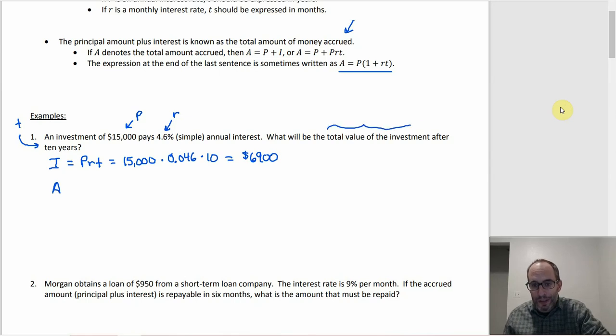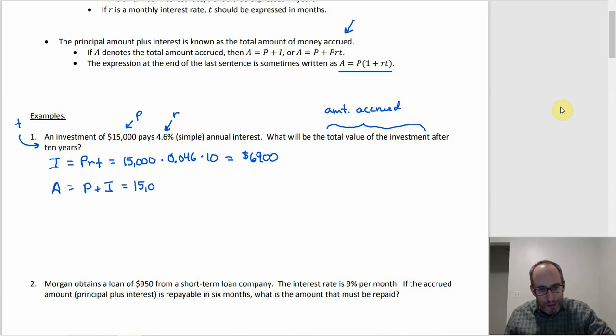All right. And so then A, the amount accrued, that's the total value of the investment, right? So you could just view this as the amount accrued, if you want to use that term. Those are the same thing. So A would be equal to P plus I, principal plus interest. And so that'll be 15,000 plus 6,900. So that's going to be 21,900.